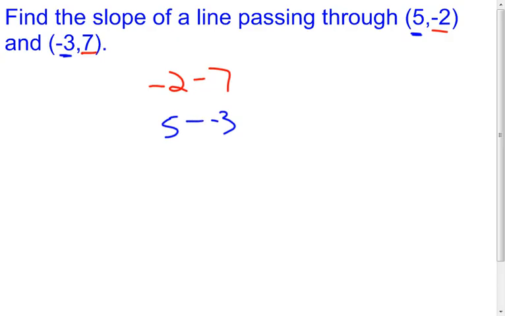Now it's just a matter of doing a little subtraction here. I end up with negative 9 over 8. Nothing to simplify. The slope of this line is negative 9/8. And that's a quick little lesson on calculating the slope of a line.